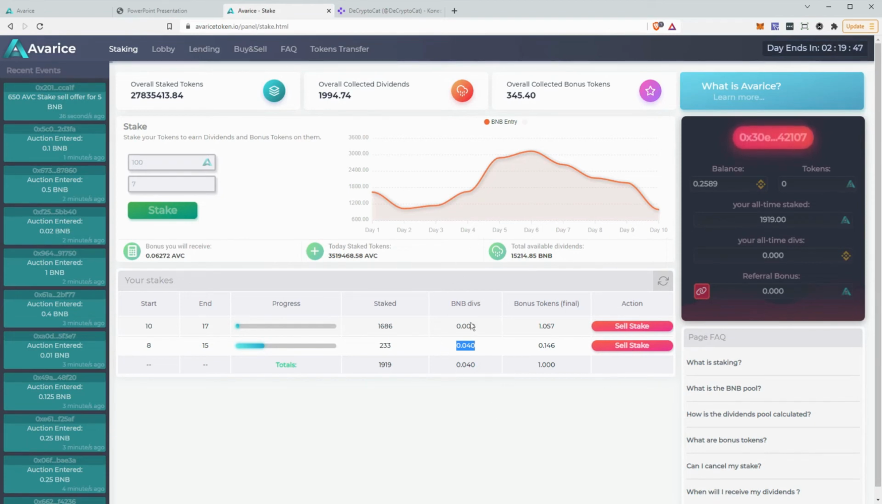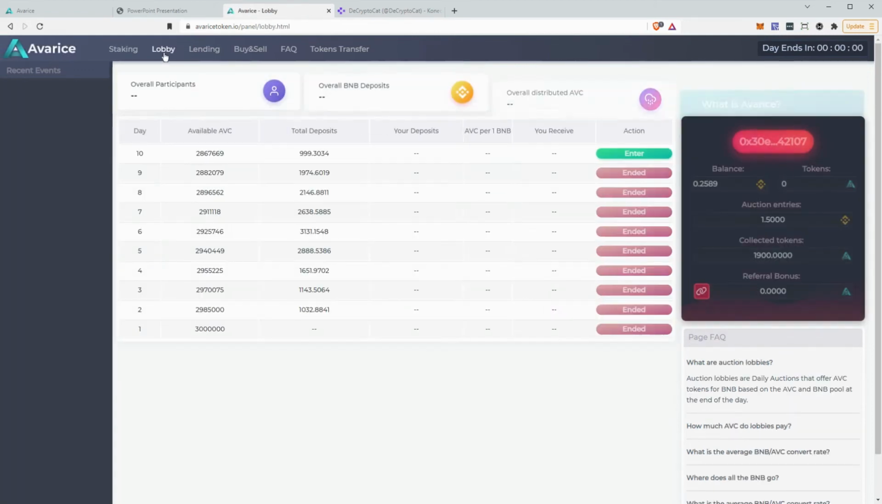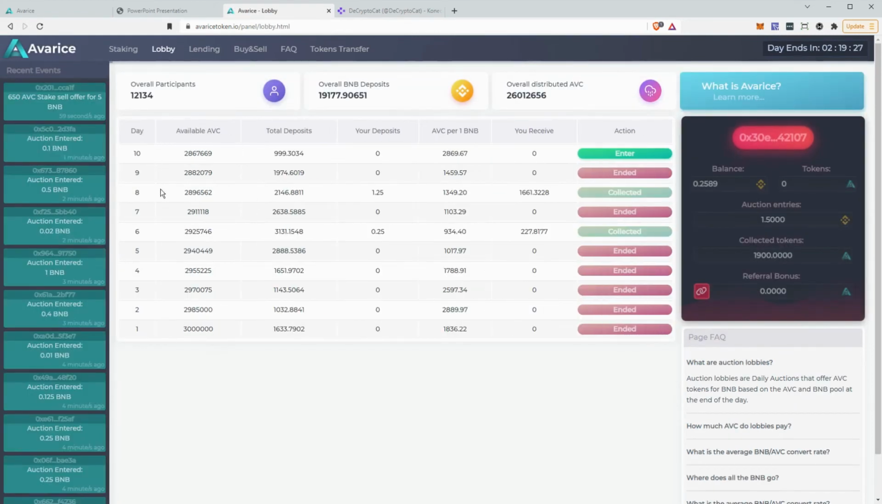So if this dividend rate keeps up, then I'm bound to make a fair amount of money, to the point where I'm thinking about throwing another BNB or so in there and taking advantage of it while it's good. So guys, that's kind of why I'm making this video right now, because as it is, we're a little bit late into the system now, but it is pretty new.